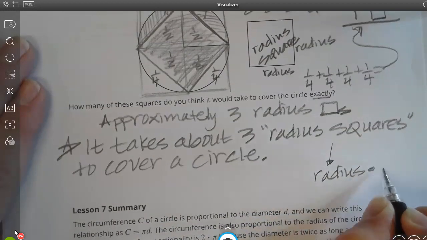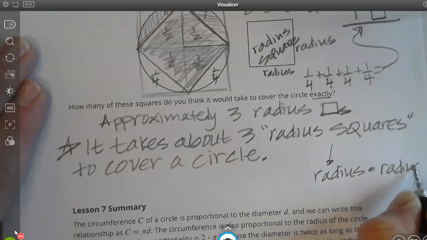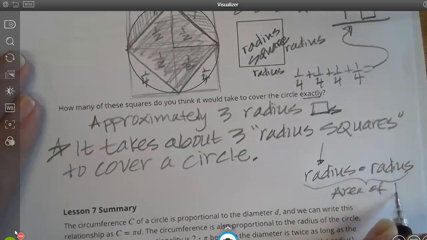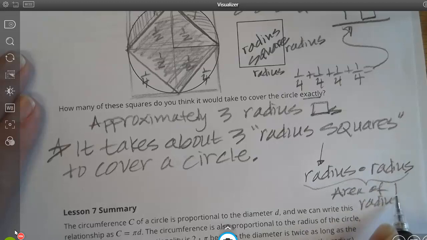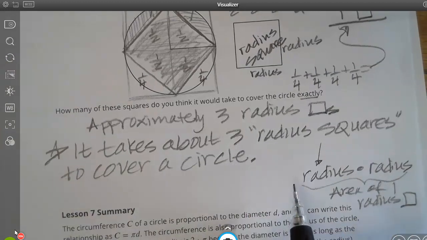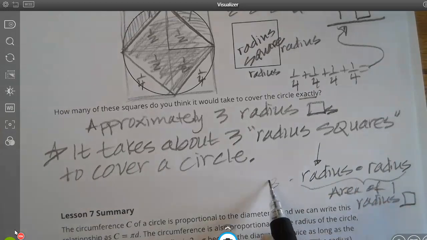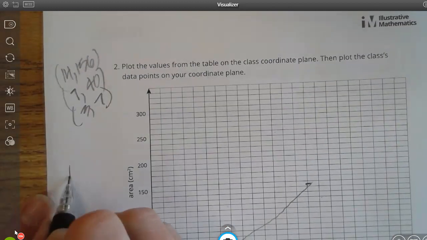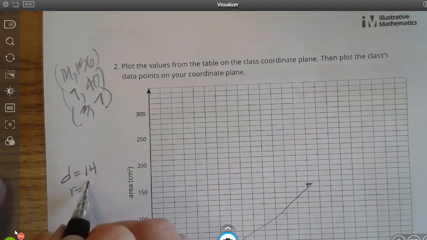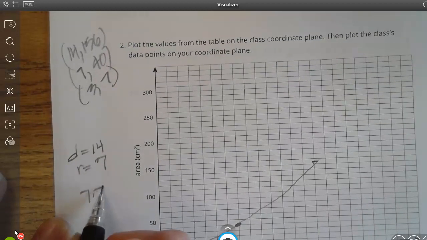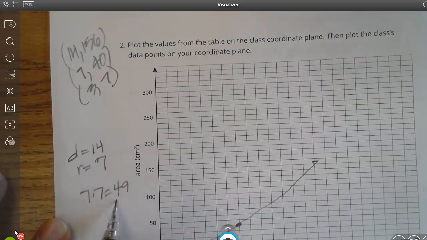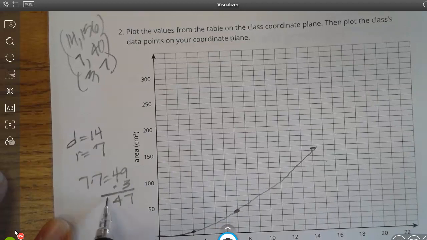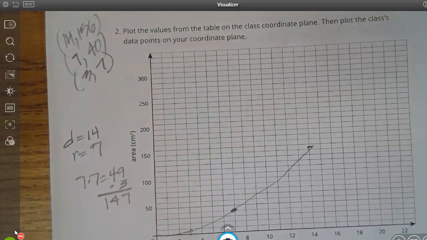Because we would take the area of that 1 radius square. To find that, we would do radius times radius. So that's the area of 1 radius square, and then times about 3. So let's check that out and see how close we were on our graph over here. If the diameter was 14, then the radius is 7, right? So if we take 7 times 7, that's 49, and then we take that times 3, because it's about 3, is that 147? That was kind of close to where I was with 156.